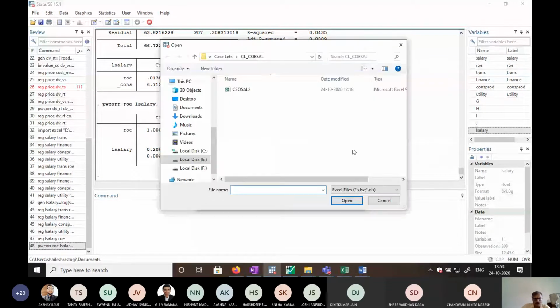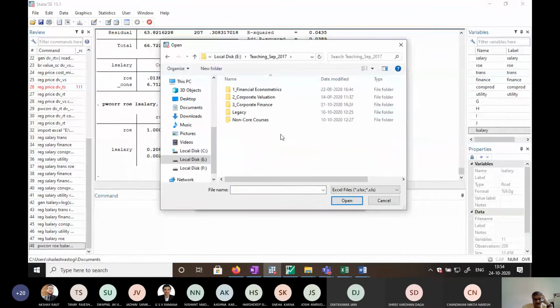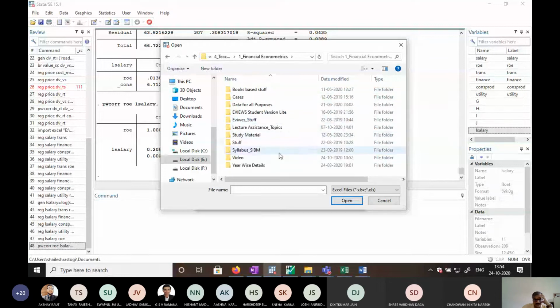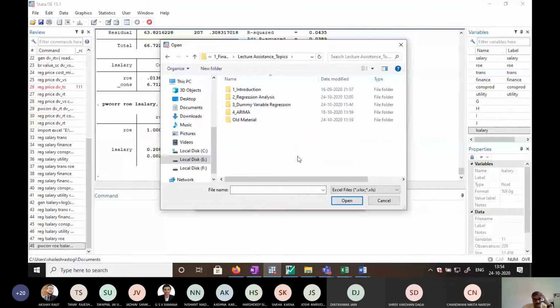By now, I believe that all of you must be using both the softwares, at least most of you. If you are not doing, please start doing. If you have done some work on one software, try to do it on the other software also.